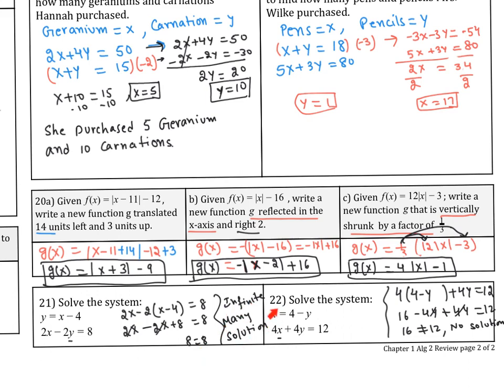In this case, you're going to use this x value and plug it in for here. So 4 times 4 minus y. So use the distributive property. 16 minus 4y plus 4y equals 12. 4y and negative 4y cancel. 16 equals 12, which means they are not equal to each other, so no solution.